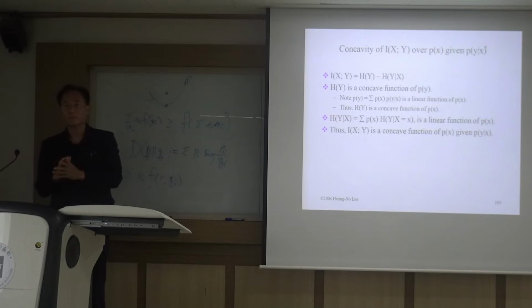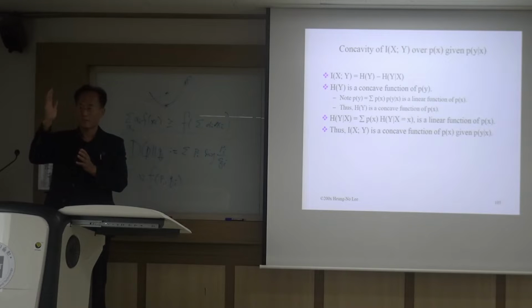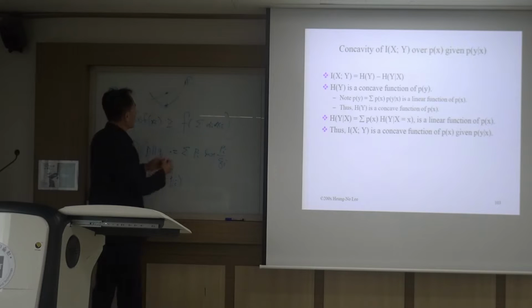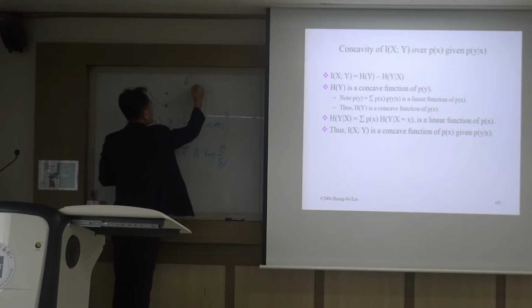P of y given x, the conditional probability of y given x. This one is given to you. This is just a number. Specific numbers are given to you, for example, like a table, right? P of y given x, and then suppose that it was binary.